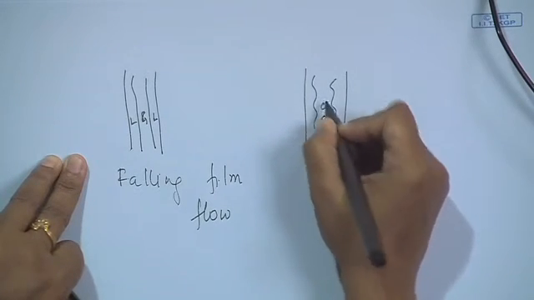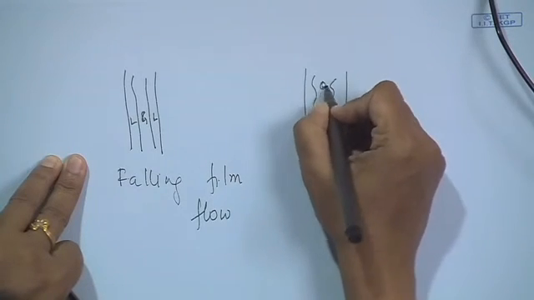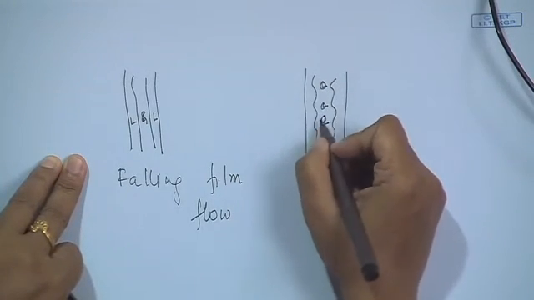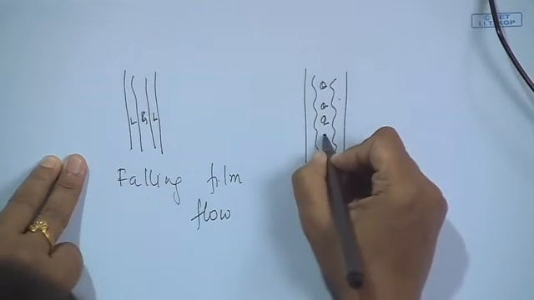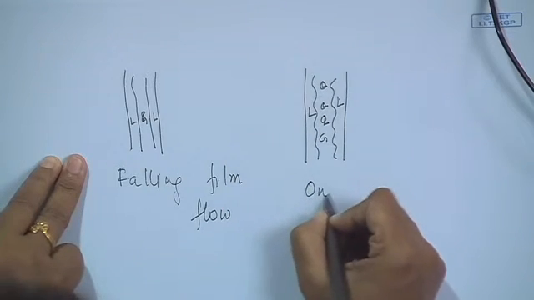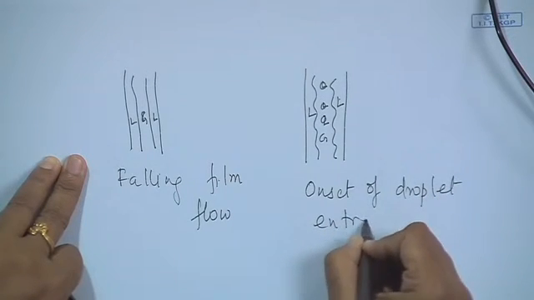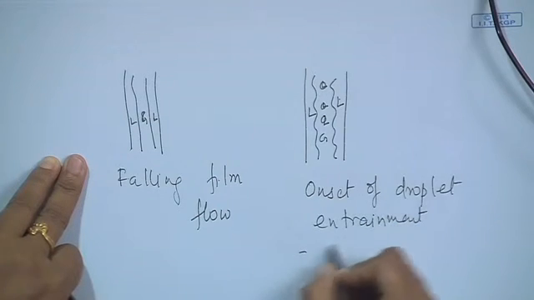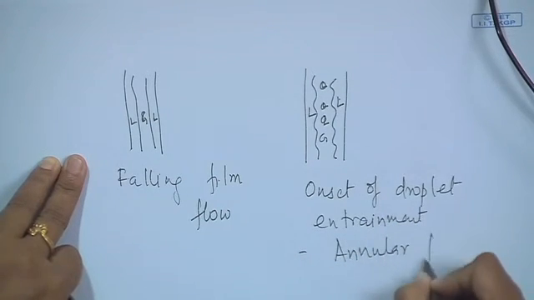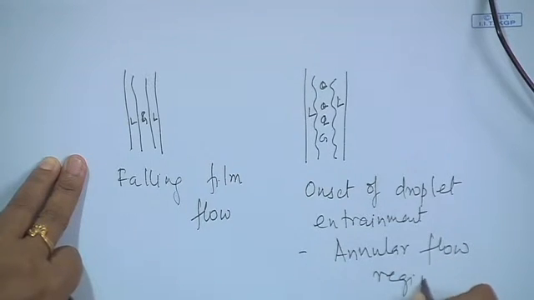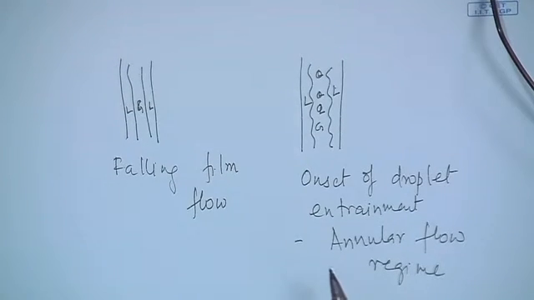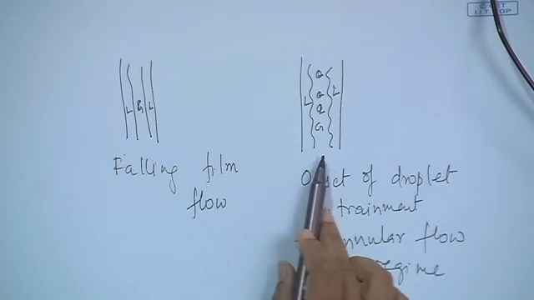to this waviness, liquid droplets are entrapped, or they are entrained in the gas core. And this particular situation, where the onset of droplet entrainment occurs, we have named as the annular flow pattern. So from our nomenclature, or rather several people have used this nomenclature, we have distinguished the two types of annular flows, primarily because we found that in falling film and annular, which is marked by the onset of droplet entrainment, the interfacial shear is going to be different.